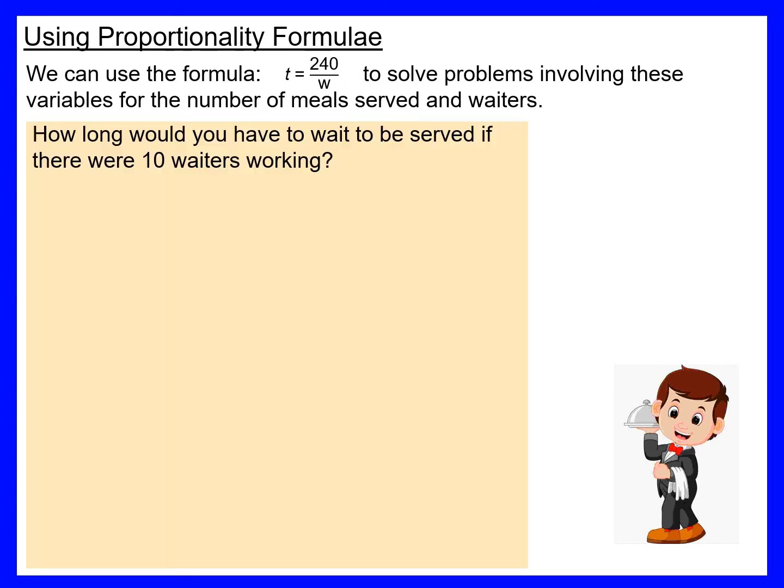So our first problem then, how long would you have to wait to be served if there were 10 waiters working? So we know the number of waiters is 10, so we start off with our formula. We're going to swap w for 10, so 240 divided by 10. We would need to wait 24 minutes if there were 10 waiters.